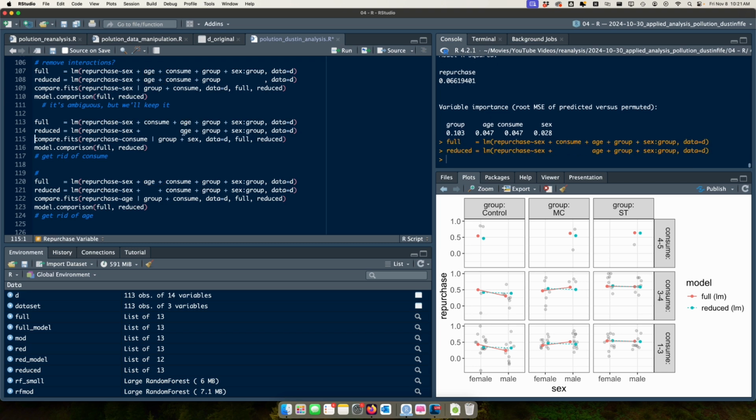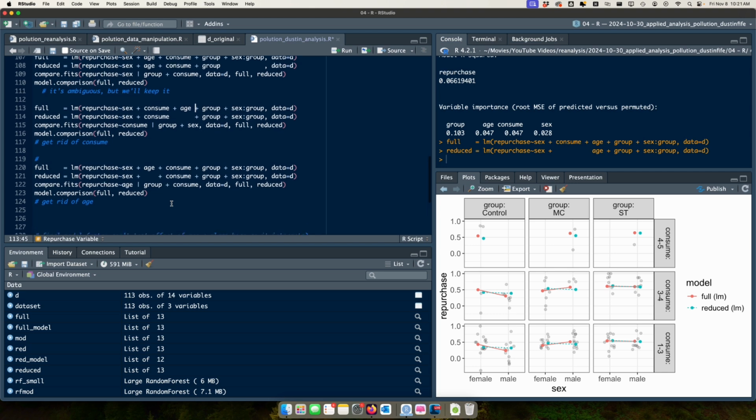So if I fit that model, so the only difference between these two models is, oh, that's not what I meant to do. Consume. Okay, the only difference between these two models is the inclusion of... Why did I do age? I meant to do sex. Oh, we can't get rid of sex, because we just decided that we're going to keep it because it has an interaction effect. So, just kidding. All right. Instead, we're going to look at consumption.